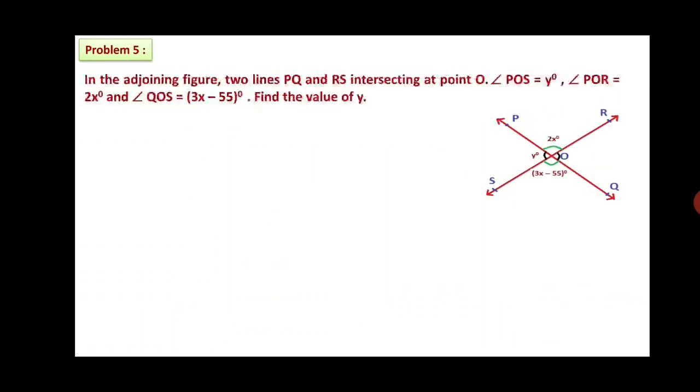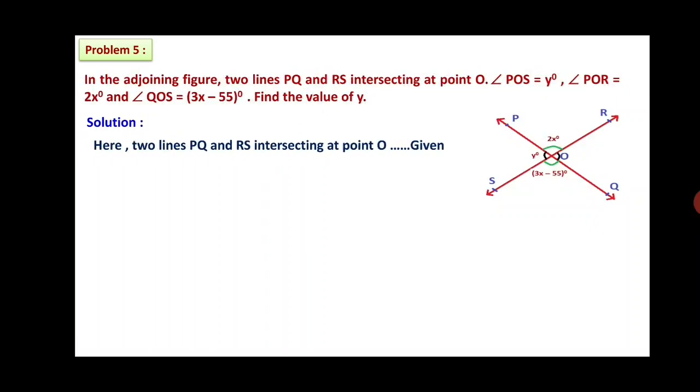Let us see one more problem. This is the figure given. In the adjoining figure, two lines PQ and RS intersecting at point O. Angle POS is y degree, angle POR is 2x degree, and angle QOS is 3x minus 55 degree. Find the value of y.